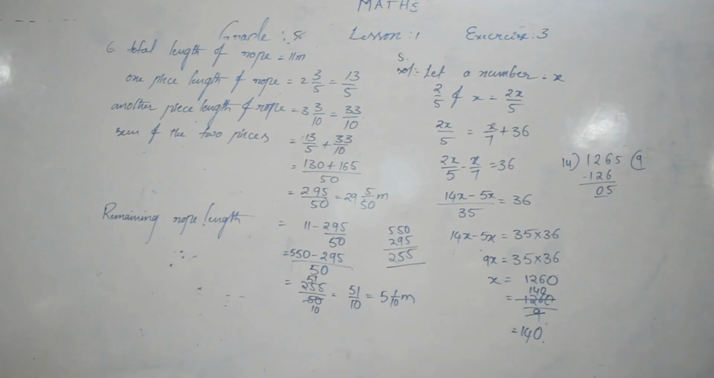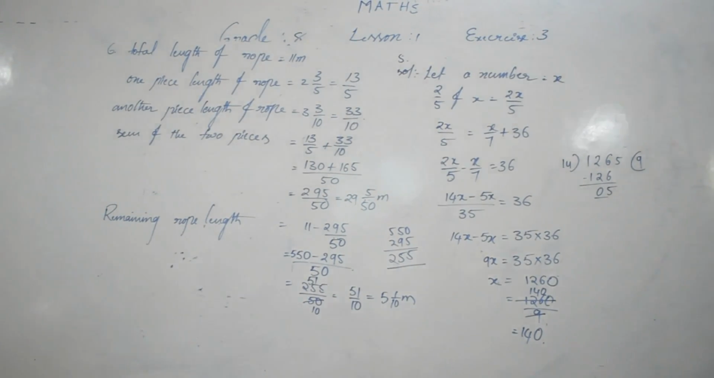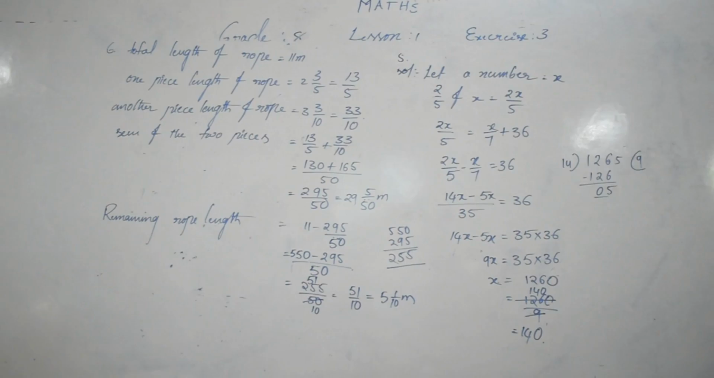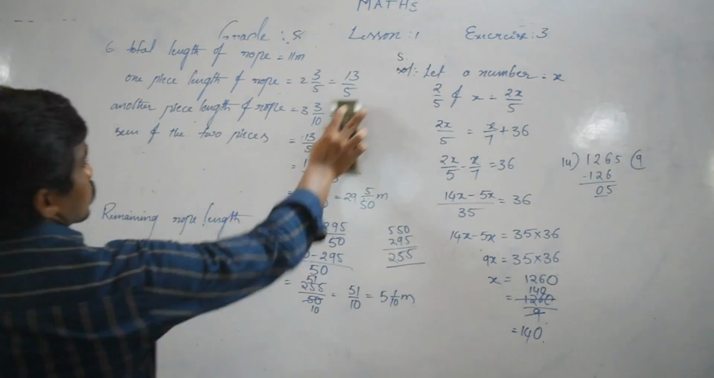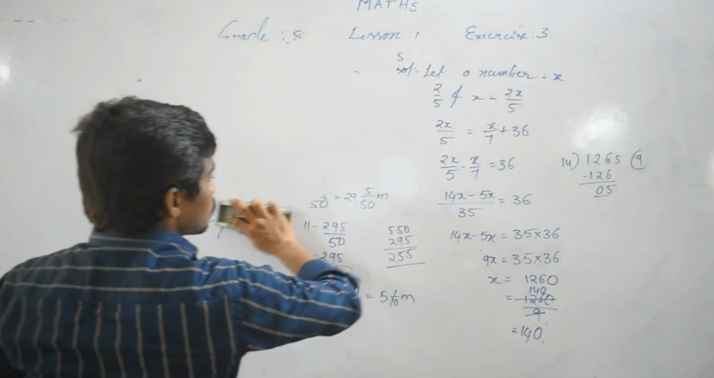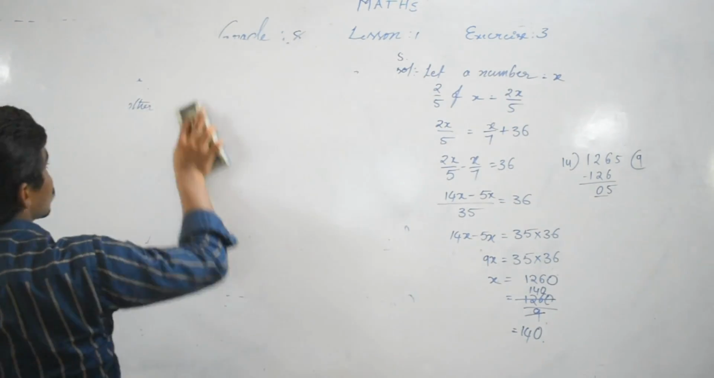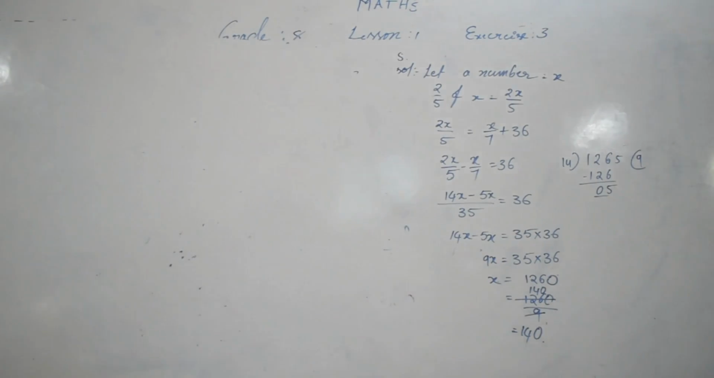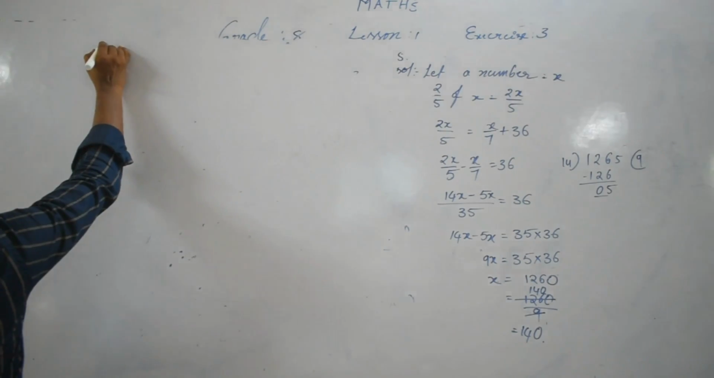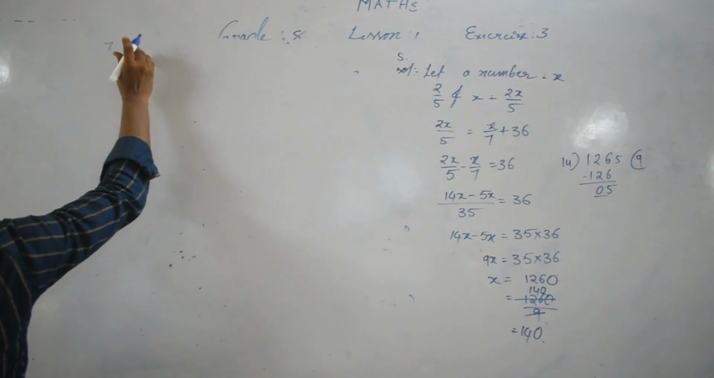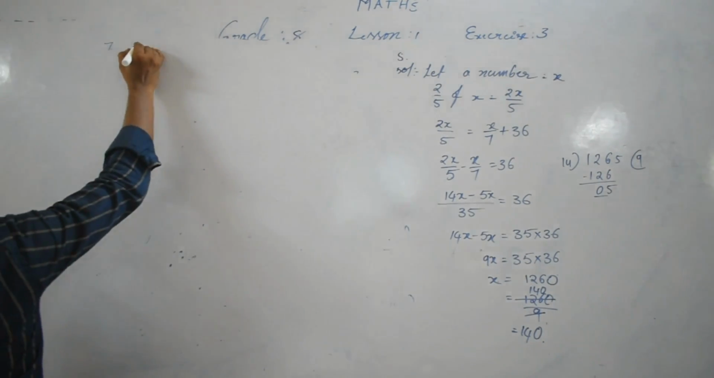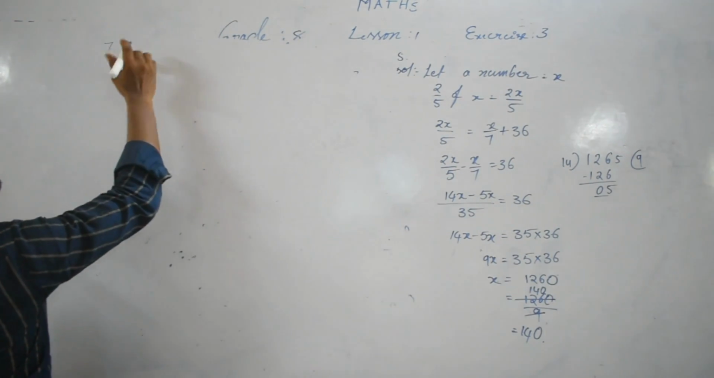Seventh one. Now find the cost of 7 2 by... meters of cloth, 12 3 by 4 rupees. Find the 1 meter cost. So division. Here given, division. Seventh one. Total cloth.